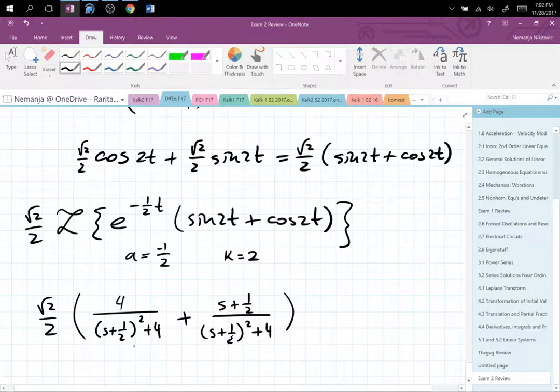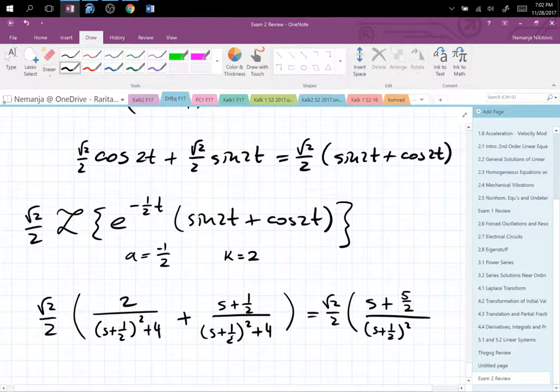And then these puppies have the same denominator, right? So we can add them. So we get root 2 over 2 times 4 plus s plus 1/2, so that's s plus 9/2. Yeah, no, that's 4.5, 9/2. Oh, it's 2, yes, it's k. Thank you. So it's 2. So that's 5/2. Over s plus 1/2 squared plus 4. There we go.